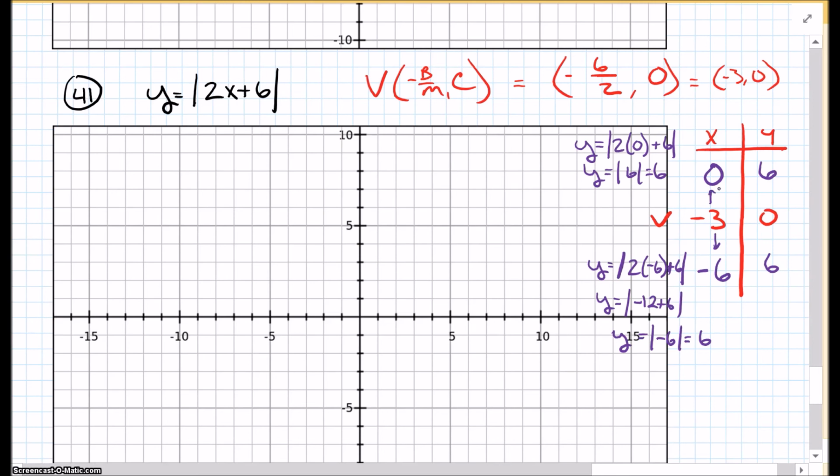So let's plot the 3 points. Okay, so I got negative 3, 0. So I translate to the left 3 units. Okay, when x equals 0, y equals 6. So we can plot that. And when x equals negative 6, y equals 6. So I can plot that. So there's my graph. It's positive absolute value, so it should be going up. So there we go. Number 41.